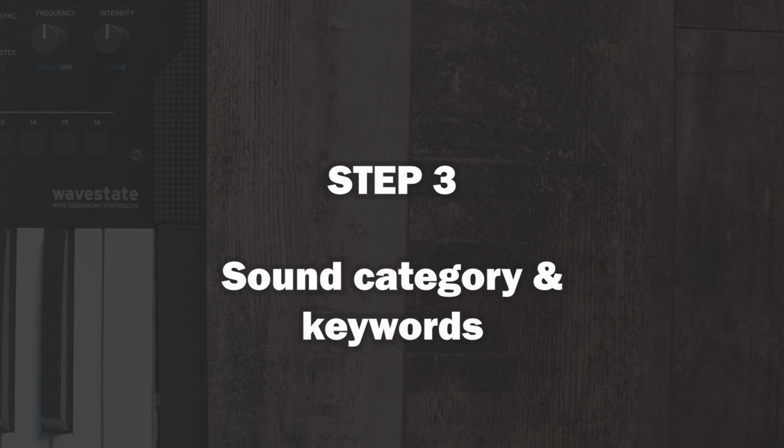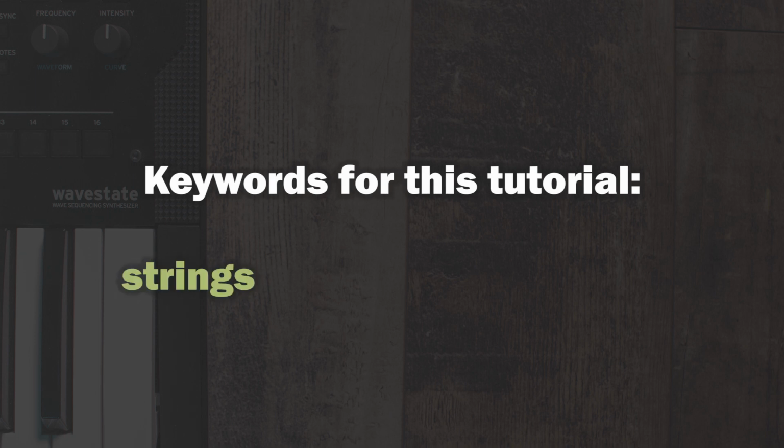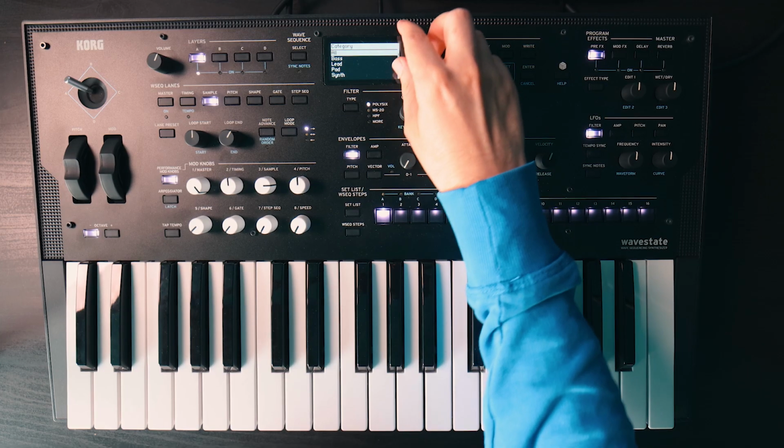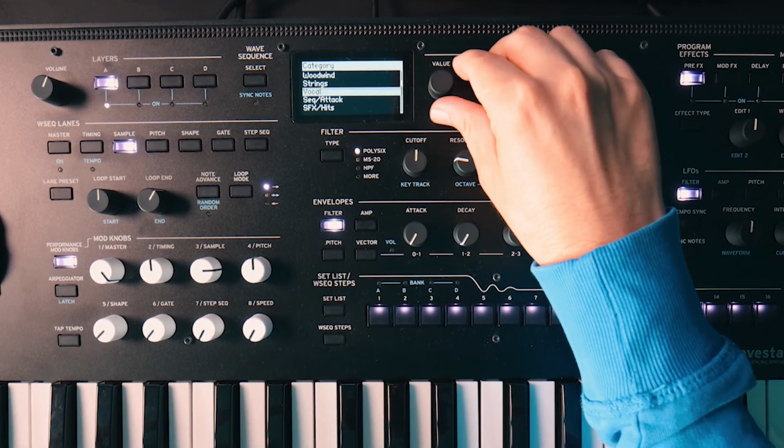Step 3. It's a good idea to have a certain goal in mind for what you want to create. One way to do this is by throwing some keywords together. For the sake of this tutorial, we'll be using the following keywords: strings, ambient and rhythm. Get inspired by browsing through all the different sample categories of your Wavestate.